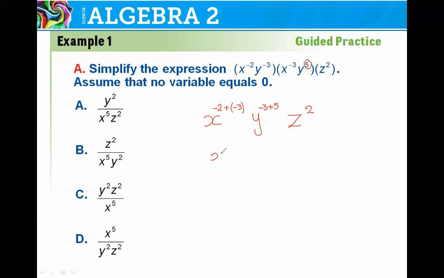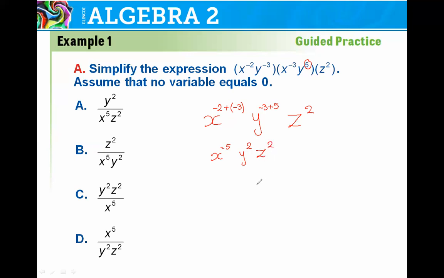So it will be x with power? Yes, with power negative 1, no need to write the... No, not negative 1. Negative 2 plus negative 3. Yes, both are negative, so we add them: negative 5, x power negative 5. And y with power? Power 2. Excellent. And d with power? 2.